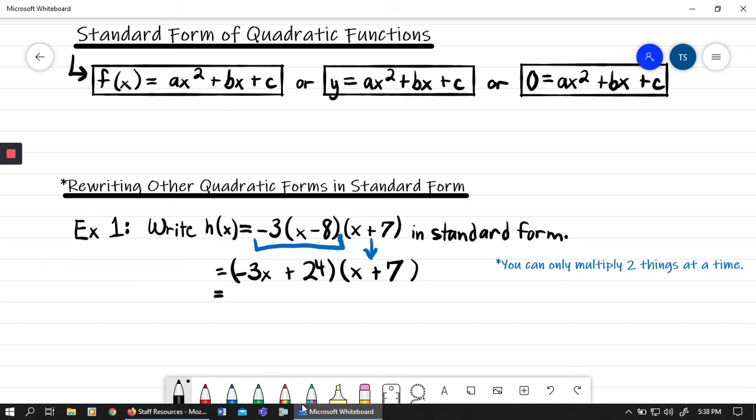So this is going to give you negative 3x squared. Let's see, minus 21x, and I'm not going to combine like terms just yet. Plus 24x. And 7 times 24. Let's see, that should give you 168, I believe.